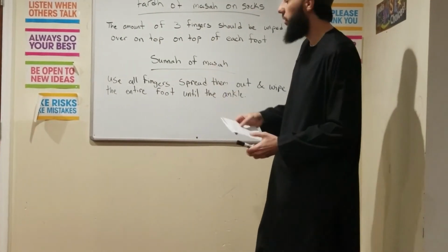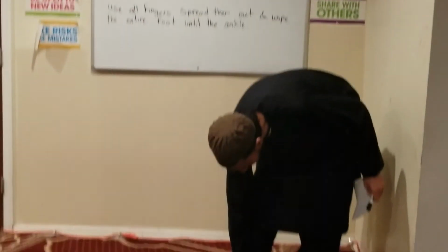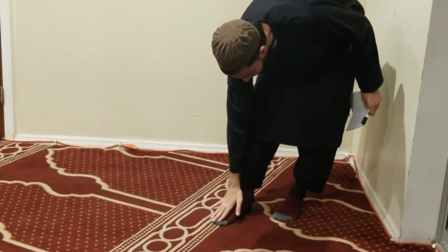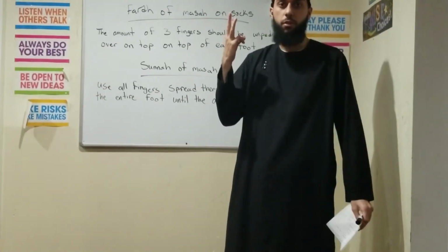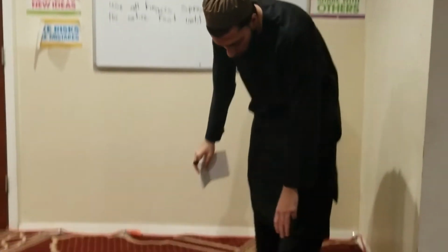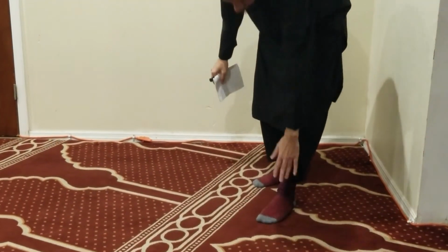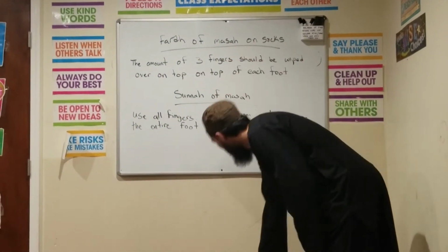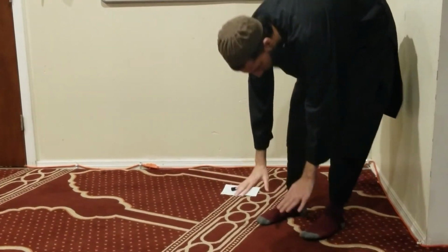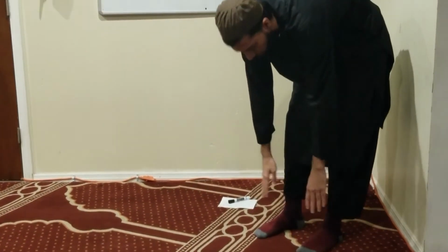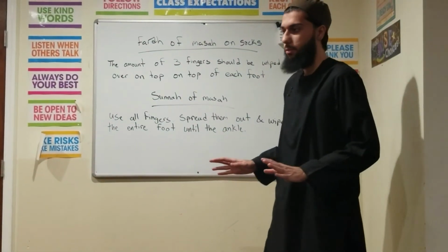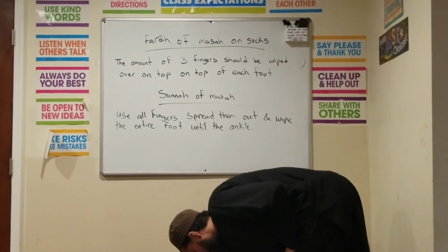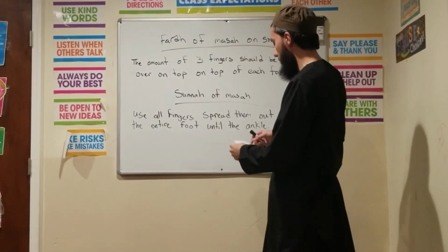So the fard is the amount of 3 fingers. You'll take 3 fingers. It's this much, right? So you'll just wipe it over like that. Just 3 fingers on each of them. You'll do the right one and then the left one. That much will suffice. So what will be the sunnah? You use all fingers, you spread them out, and you wipe over the entire foot up until the ankle. So the first one was fard, and the one I just did was the sunnah.